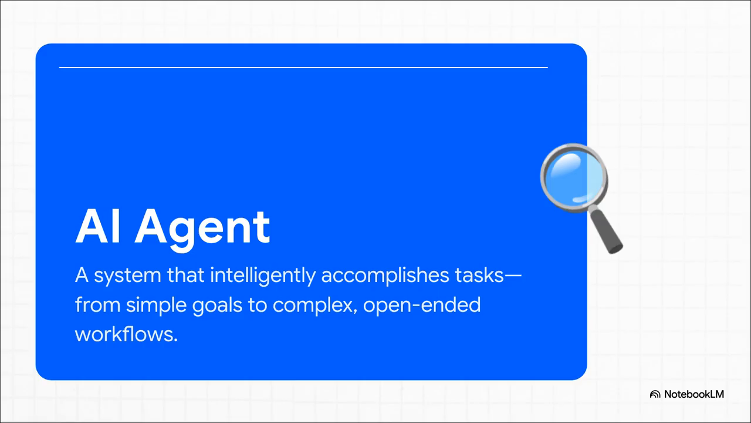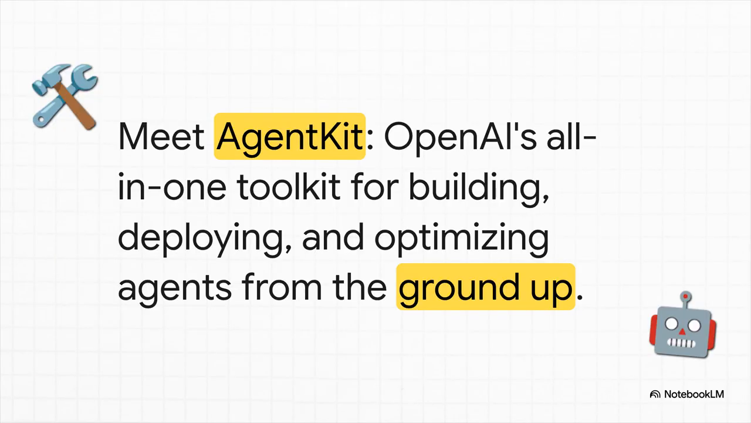Okay, so let's get right into it. What exactly is an AI agent? Well, at its core, it's a system that intelligently gets things done. And that could be anything from a simple one-off goal to a really complex open-ended workflow. The key difference here, the big shift, is moving from just having a conversation to taking real action. It's all about doing.